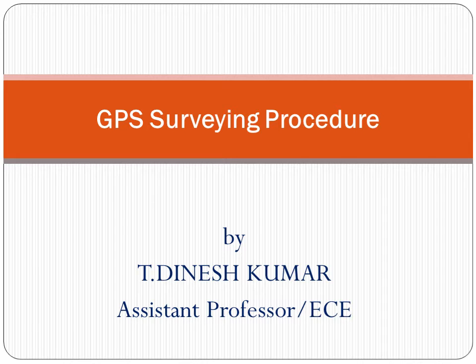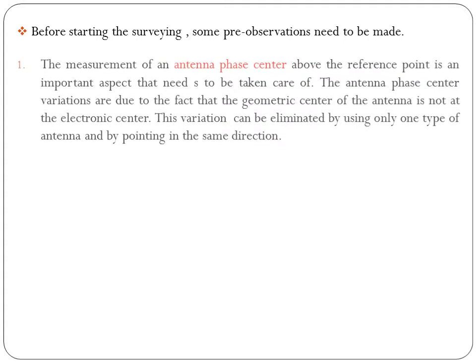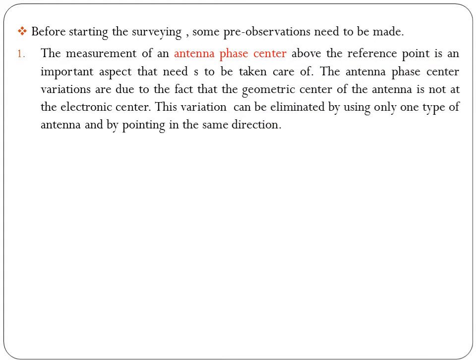In this video, I am going to explain the GPS surveying procedure. In surveying, we need to consider some observations which will give us the best observation for any survey. So before starting the survey, some pre-observations need to be made. There are 9 pre-observation things to be followed for surveying any objects on the earth.